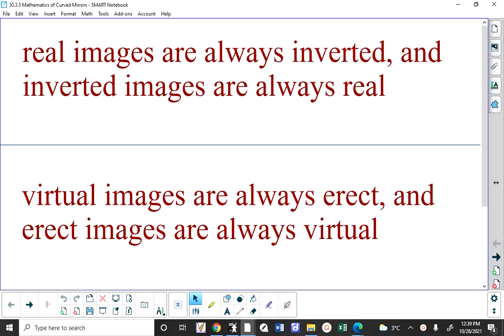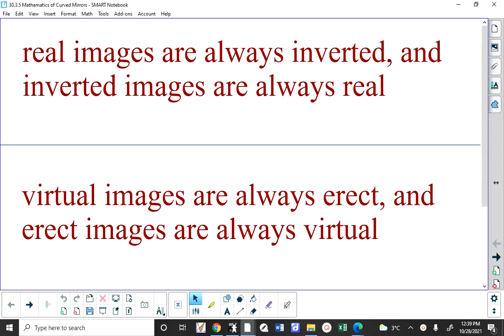All right, there is an awful lot to remember about mirrors. By the way, everything that we end up saying about mirrors is going to essentially be true about lenses as well when we learn about refraction of light as opposed to reflection of light. So there is a boatload of information that we need to know.